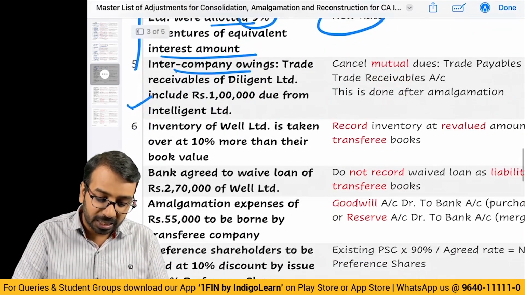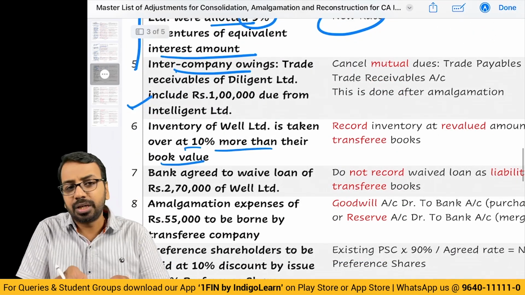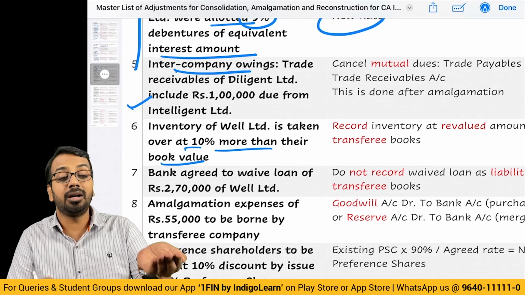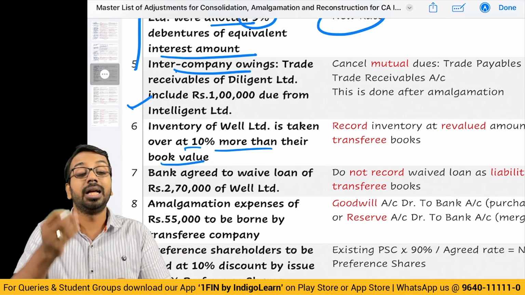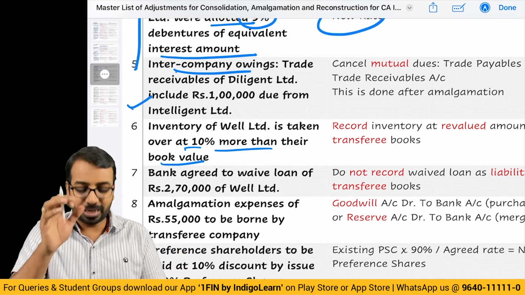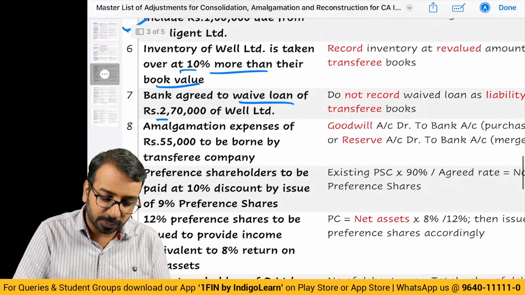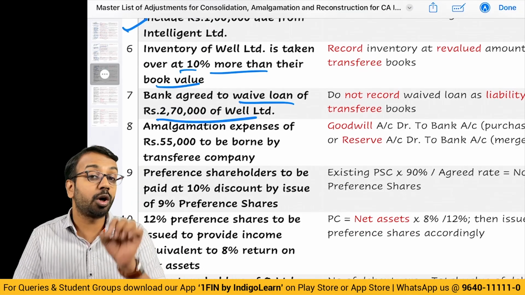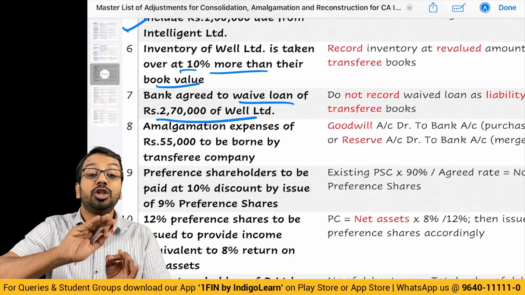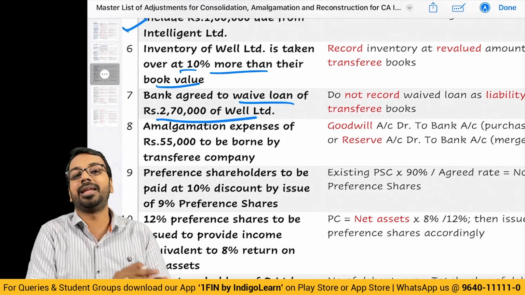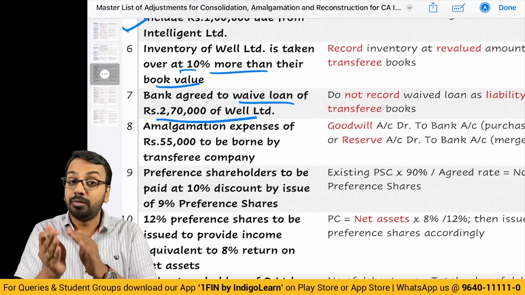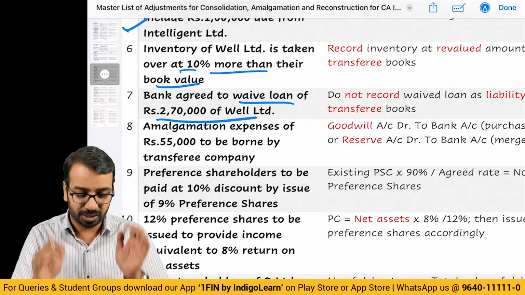If inventory is to be taken at a higher value, increase the inventory value, increase the net asset on the date of acquisition and use the higher value for calculating goodwill. If some amount has been waived off by the bank, then what will you do in that case? You will take the amount which is remaining. The amount which has been waived off will not be taken over by the transferee company.